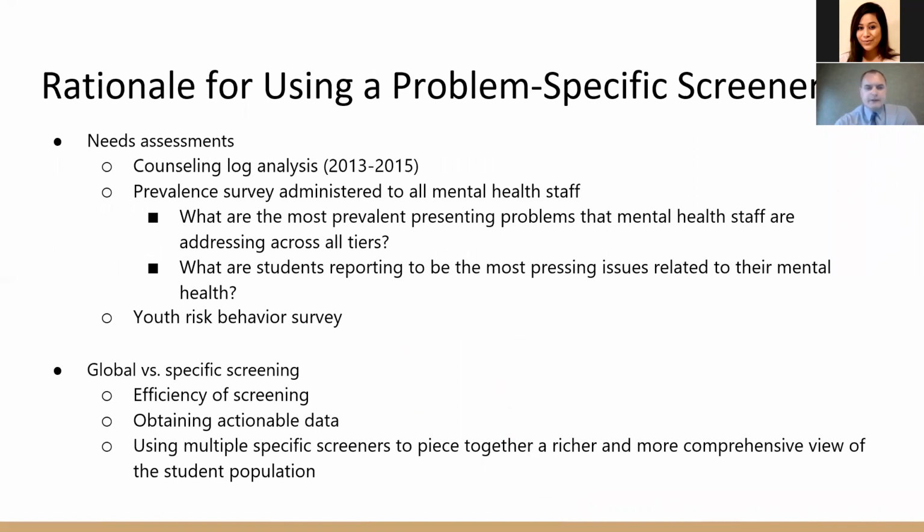Ultimately, we decided to use problem-specific screening tools, and I will mention a few of these throughout the presentation. The justification for using problem-specific screeners is that we had a lot of information from some of these surveys I've mentioned, the Youth Risk Behavior Survey. We had counselors collecting data through a counseling log. And a lot of the data indicated, not surprisingly, that anxiety, depression, and trauma were issues that our students faced.